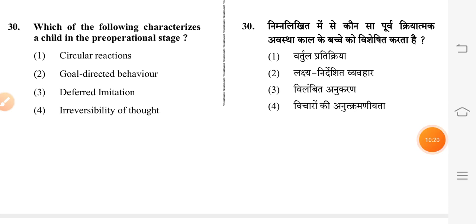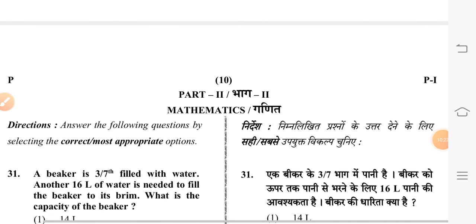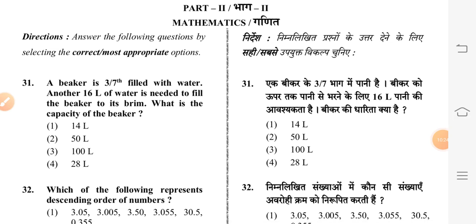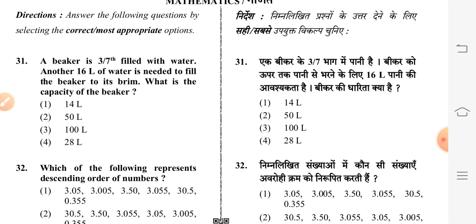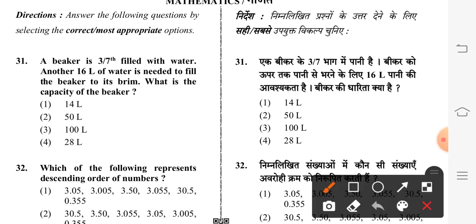Next, part 2, maths questions. So mathematics, 31st question. A beaker is 3 by 7th filled with water. Another 16 liters of water is needed to fill the beaker to its brim. What is the capacity of the beaker? 31st question. Fourth option is correct, 28 liters.